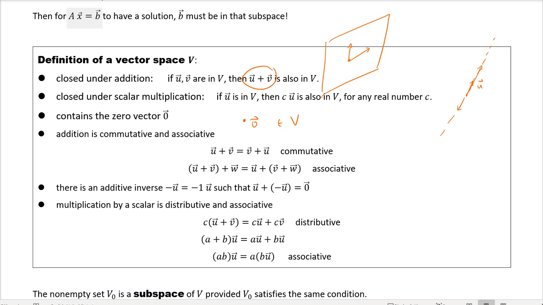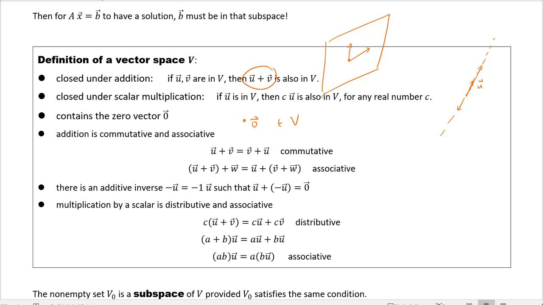Okay. Next, addition is commutative and associative. So u plus v equals v plus u. So addition is commutative. Associative means we have 3 vectors. We can add the first 2 first and then add the third one, or we can add the last 2 first and then add the first one. So this is associative. And then there is an additive inverse, minus u, which is minus 1 times u, such that u plus minus u equals 0. Okay, for all the vectors, there must be an additive inverse.